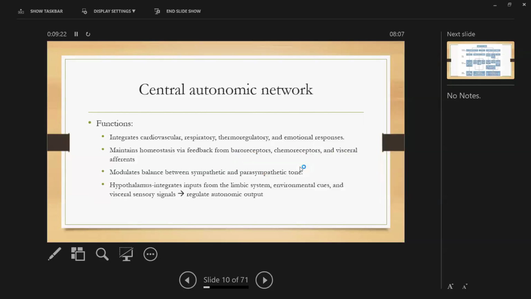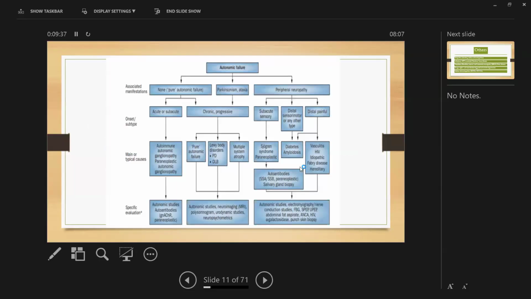As I already explained, it integrates cardiovascular, respiratory, thermoregulatory, and emotional responses. It maintains homeostasis via feedback from baroreceptors, chemoreceptors, and visceral efferents, and maintains balance between sympathetic and parasympathetic tone. So it is the basis of the autonomic nervous system. What is the autonomic system? What are the things we have in our body? And suppose it fails, what happens?